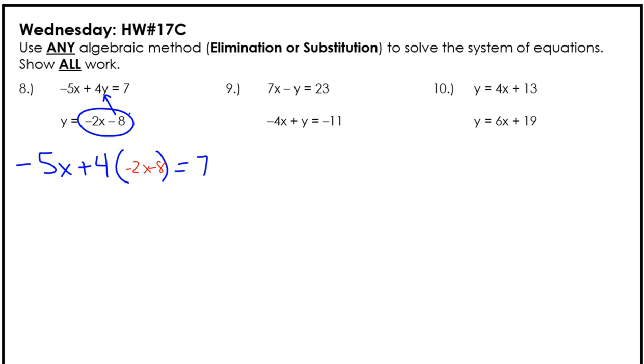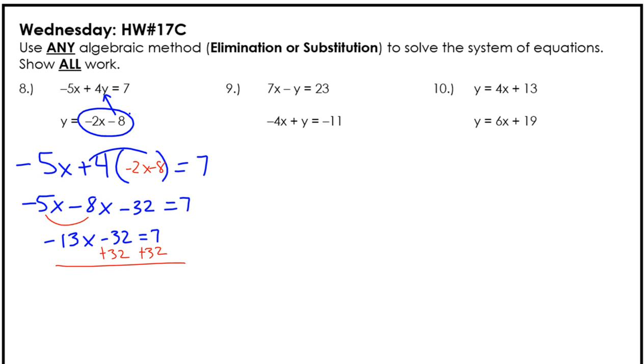Now I have what's called a single variable equation. I used to have two variables, and now I have only one. So I have many of them, but one type. Negative 5x, and now I'm going to distribute negative 8x, and negative 32 equals 7. These terms are on the same side, so I'm going to combine like terms. And now I'm going to solve for x.